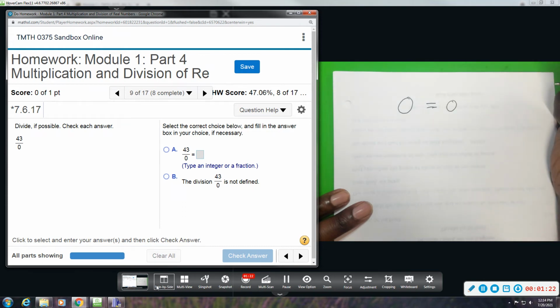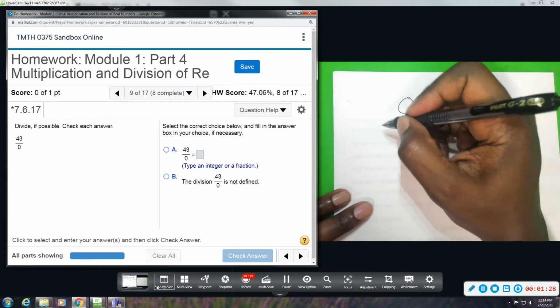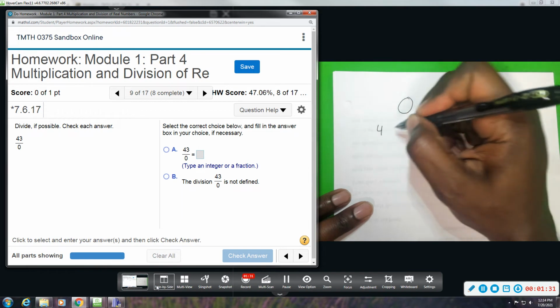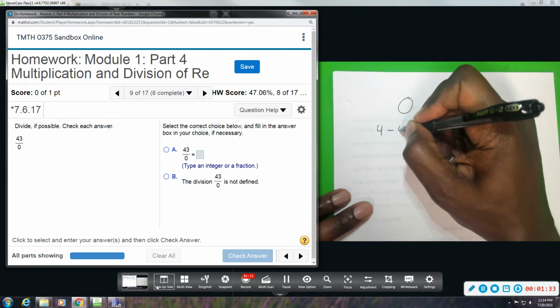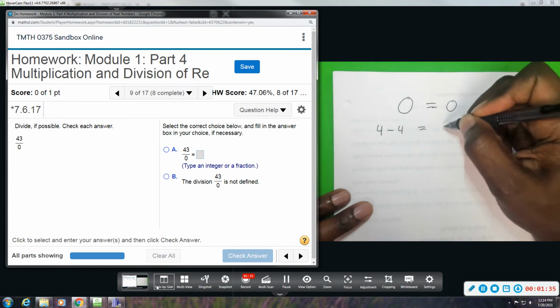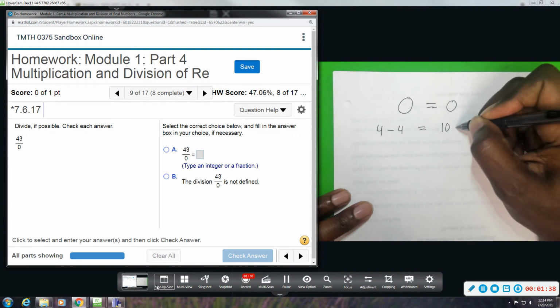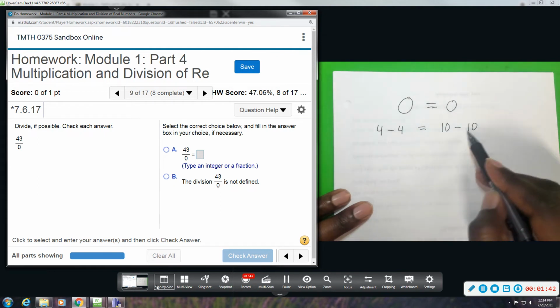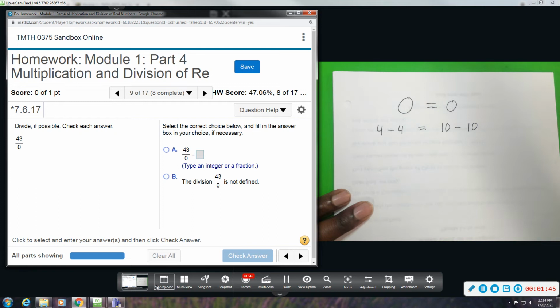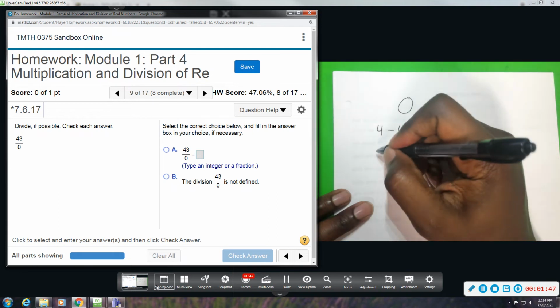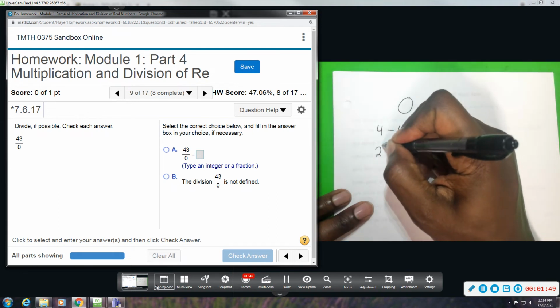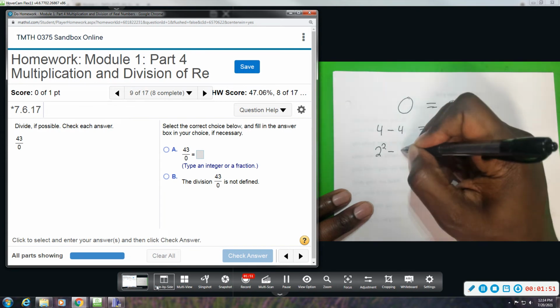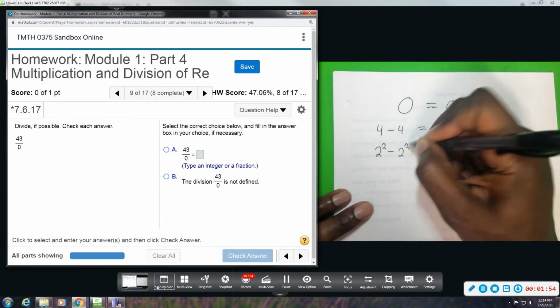I think we understand that. Okay, so now I'm going to write something else that's true. I'm going to say that 4 minus 4 is equal to 10 minus 10. Okay, so this is still a true statement. This is 0, this is 0, and this is 0. Now I'm going to rewrite 4 as 2 squared. So 2 squared is 4. 2 squared is still 4.